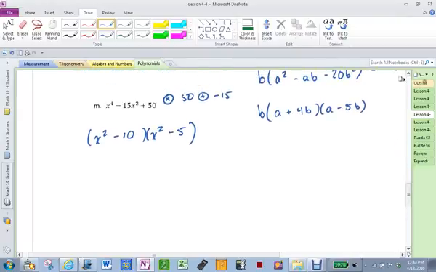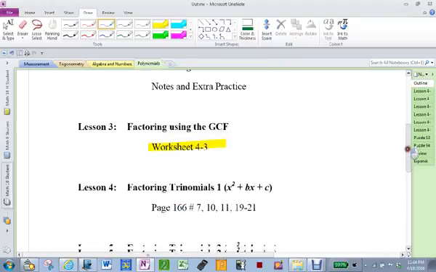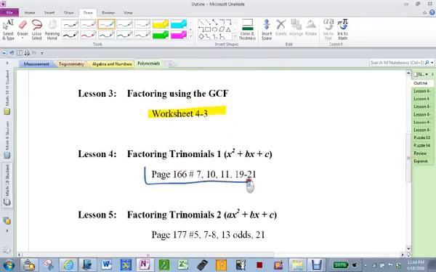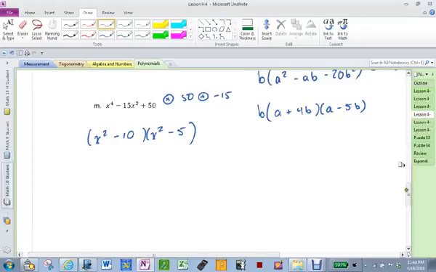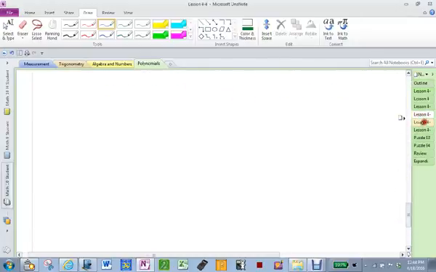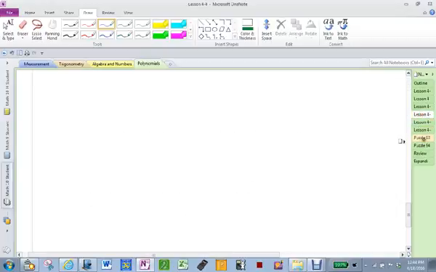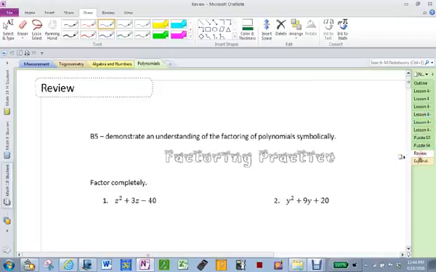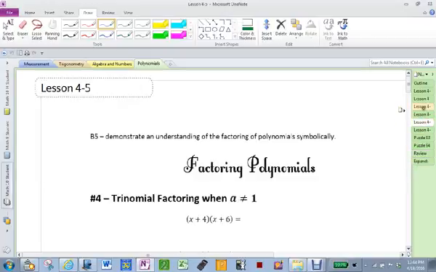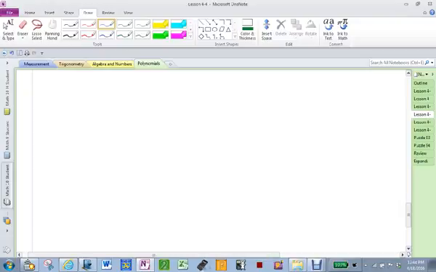All right, on your outline, page 166. And that will be it for tonight.